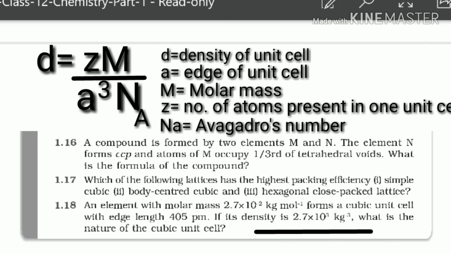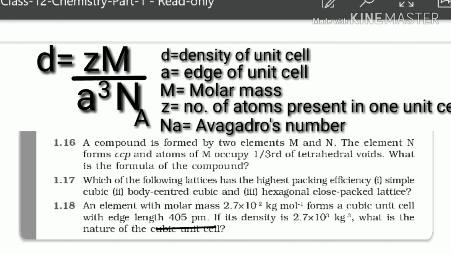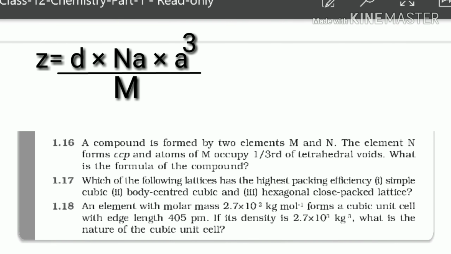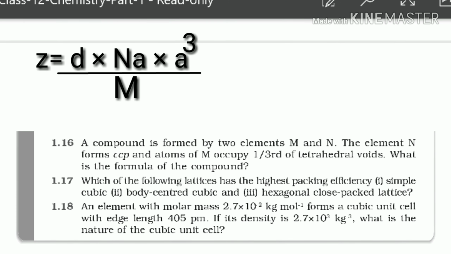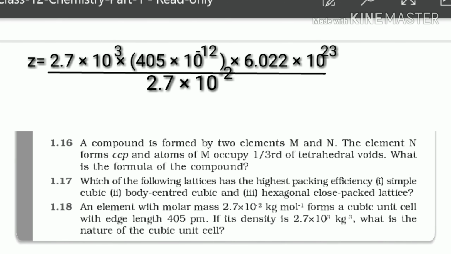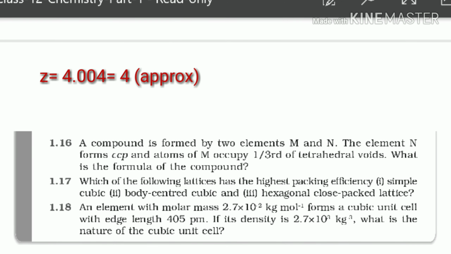Here we have the density of the unit cell, the edge length, that is 405 into 10 raised to the power minus 12 meter when converted into meter from picometer, molar mass, and the Avogadro's number. So let us alter this formula to find out the nature of the cubic unit cell. Here we have to find out Z, the number of atoms in the unit cell. By putting the values and by solving it, we will find that the number of atoms per unit cell, that is Z, is 4.004, that is approximately 4.